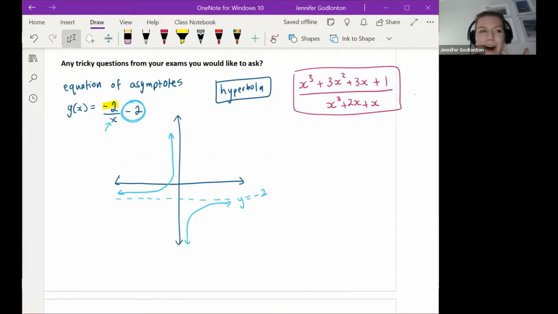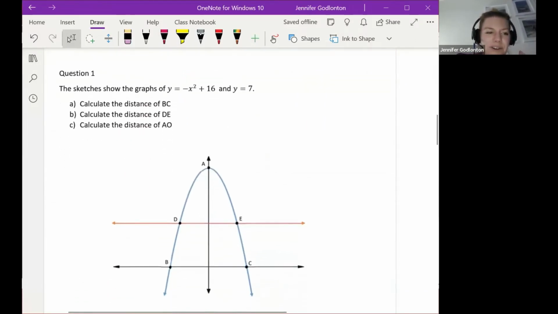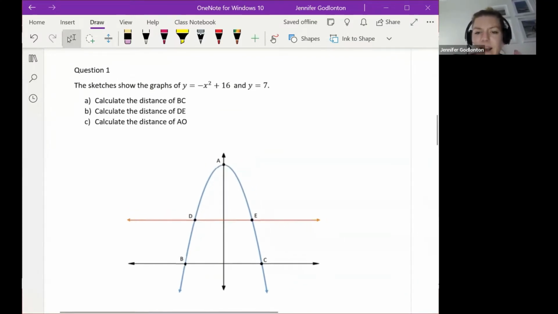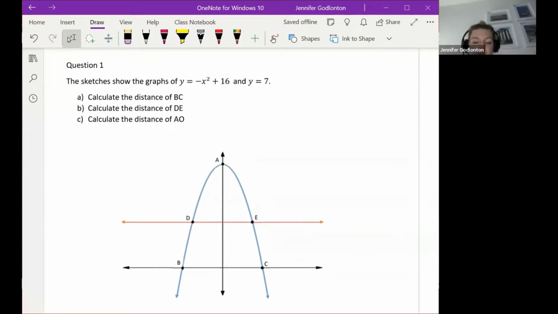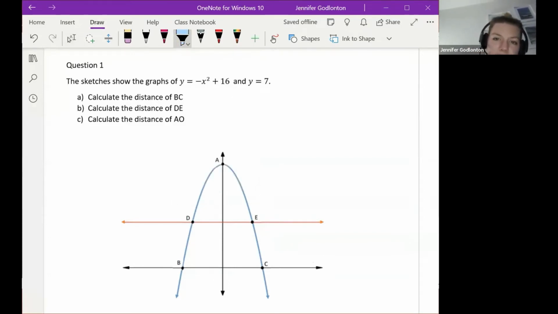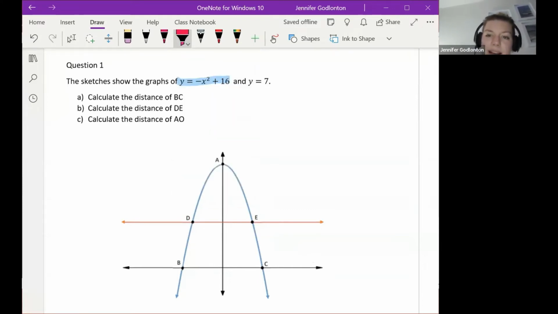Let's move along. Let's have a look at this question over here. What we are looking at is a parabola, which is our blue graph, which I'm going to highlight for you so that you can see what's going on. That is our parabola. And then we have a red line, which is y equals 7. It's a little bit different. It's not like a y equals mx plus c situation. It's just a straight line.